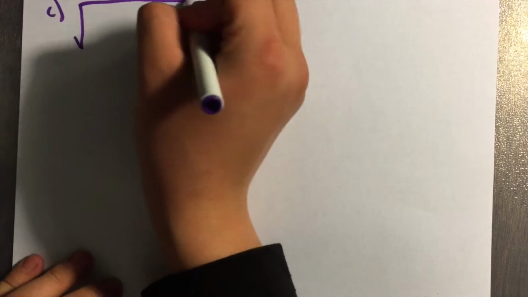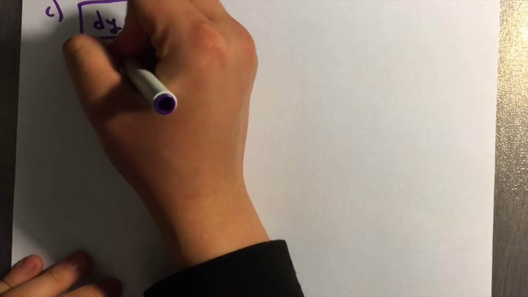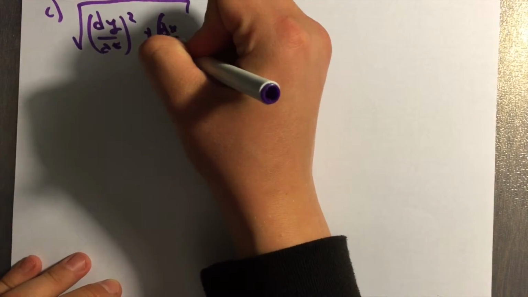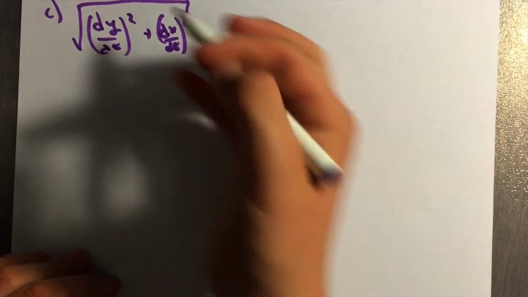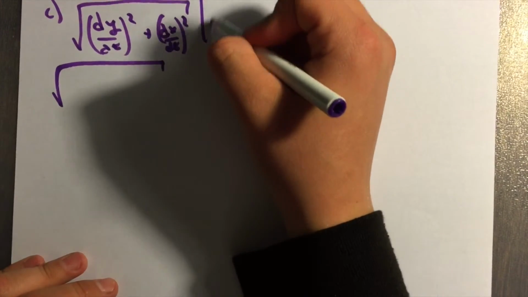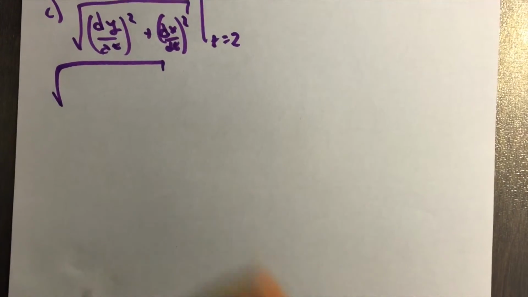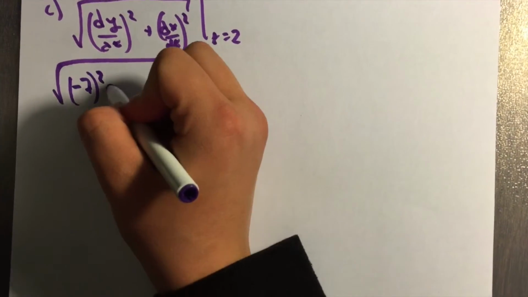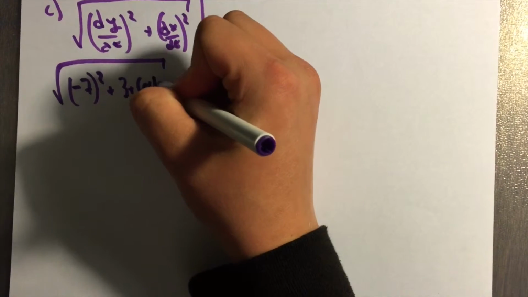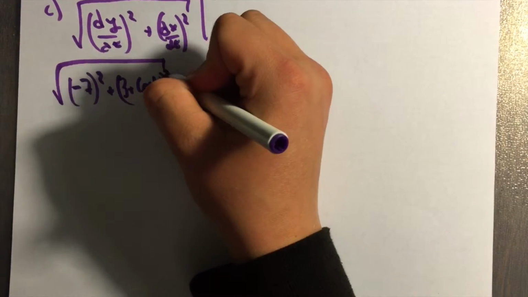Now for part C, the problem states: find the speed of the object at time t equals 2. To find the speed of the object, we must do dy/dt squared plus dx/dt squared, and then take the square root of that. So at t equals 2, that would be -7 squared plus (3 plus cosine of 4) squared.